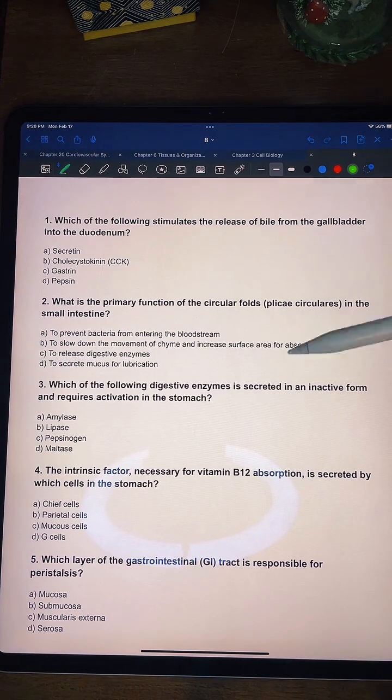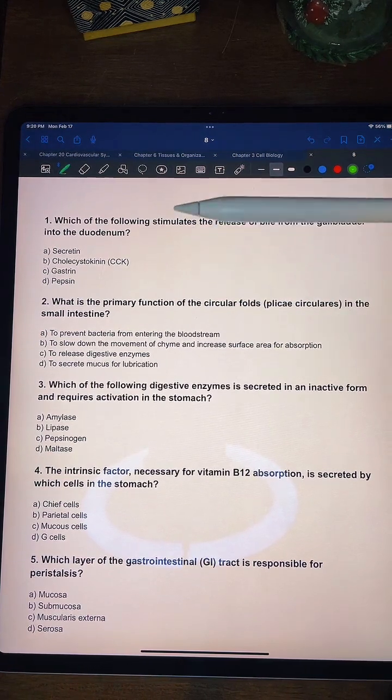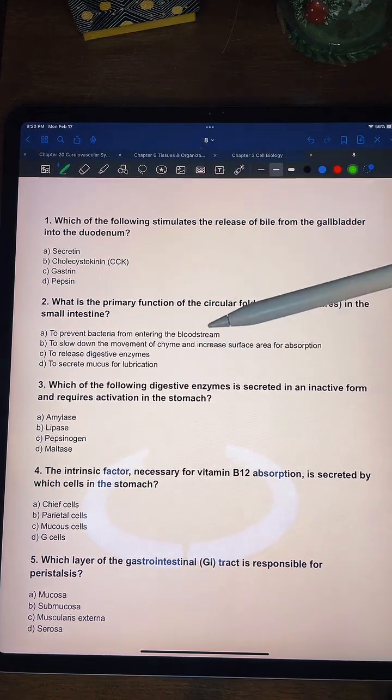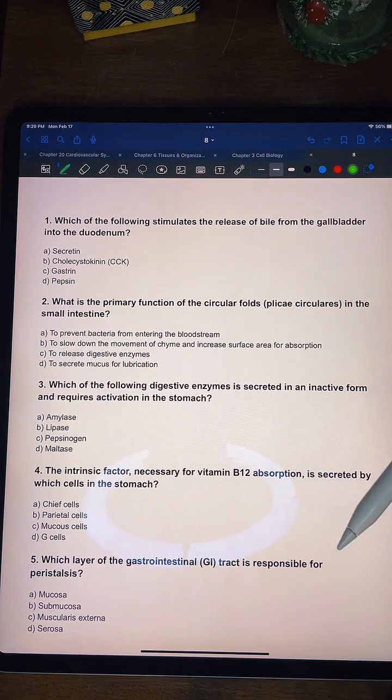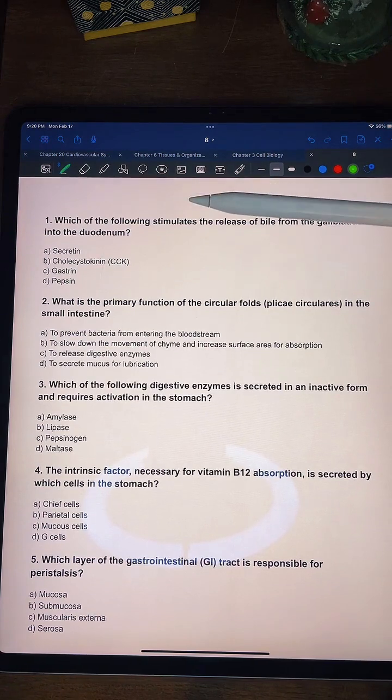But let's start these questions here. Alondra, where are you at? What chapter are you on? Because I have it. I'm pretty much going to be up to chapter 7 right now.